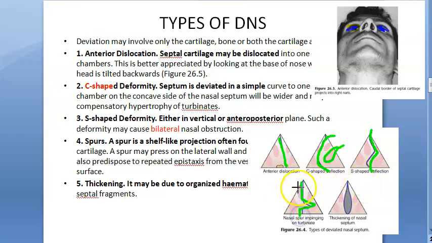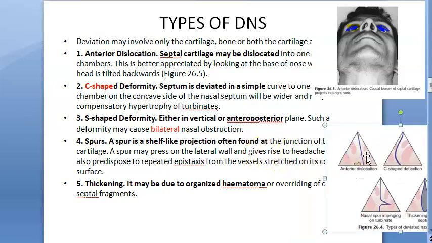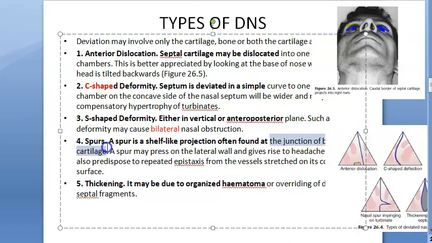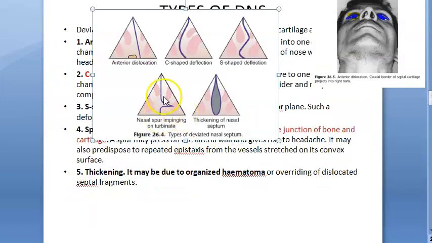Coming to spur, a spur basically is like a shelf-like projection, right? Often, what have they written here? Often found at the junction of the bone and cartilage, and this is very important. Where is the spur? At the junction of the bone and cartilage. Okay, and this can give rise to headaches and it can cause epistaxis. So where will you see headache and epistaxis? It could be because of the spur. Then you have hematoma, which can have got organized and cause thickening of the nasal septum, or it can be because of overriding of the dislocated septal fragments. So there is thickening of the septum. So all these are the types of DNS.